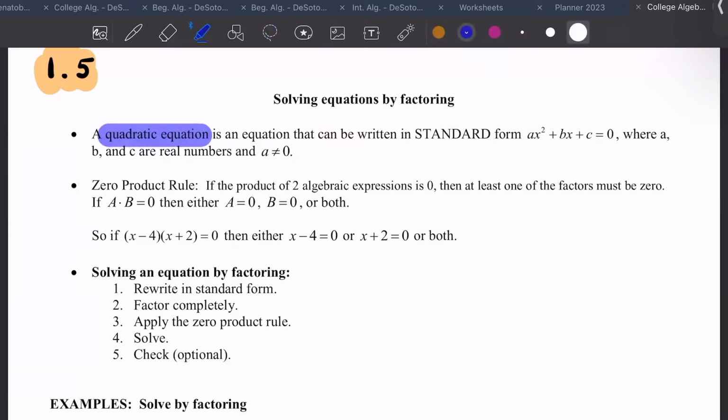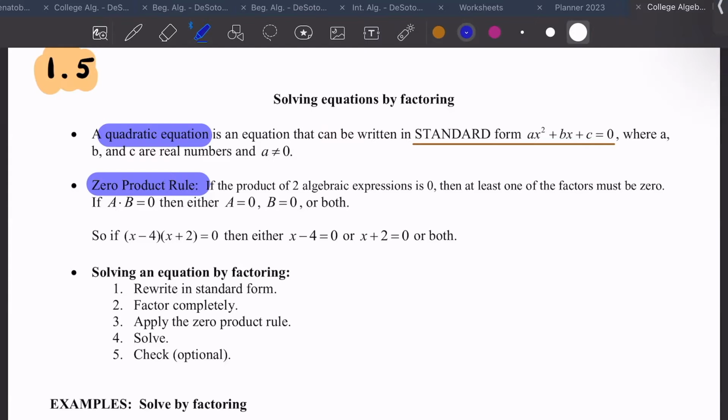quadratic equations. Those are equations that can be written in standard form: ax squared plus bx plus c equals 0, where a, b, and c are real numbers and a is not equal to 0. Then we can apply the zero product rule. This says that if the product of two algebraic expressions is 0, then at least one of the factors must be 0. This is like saying if I have a times b equals 0, then either a is 0, b is 0, or both are 0.